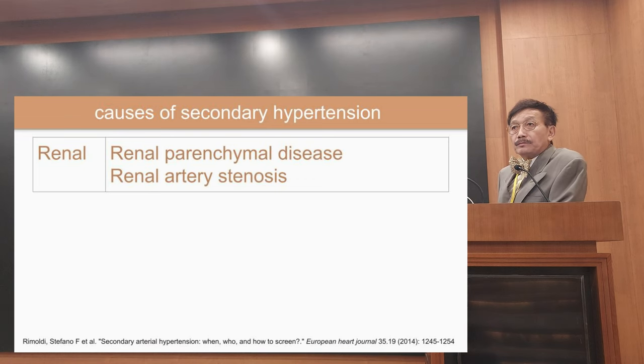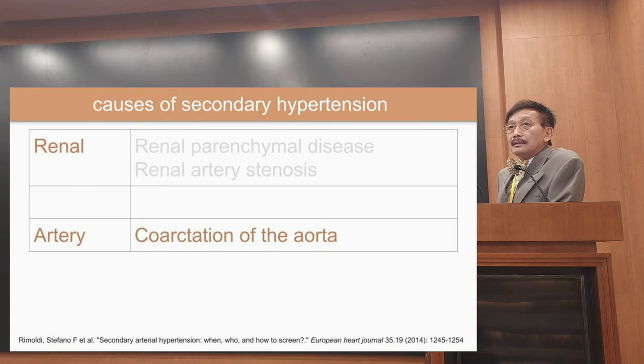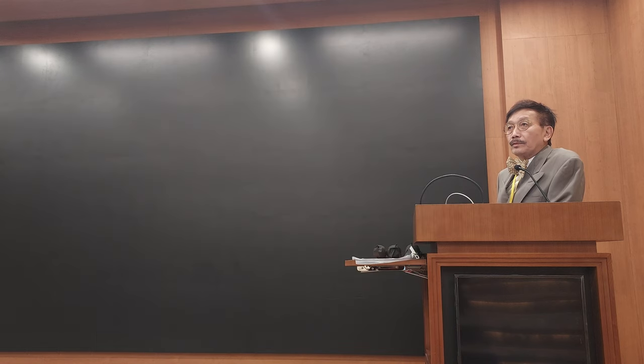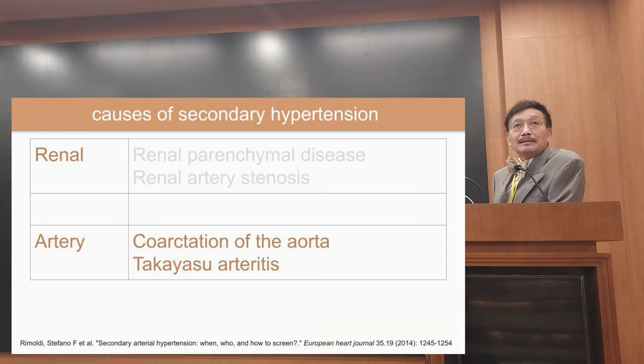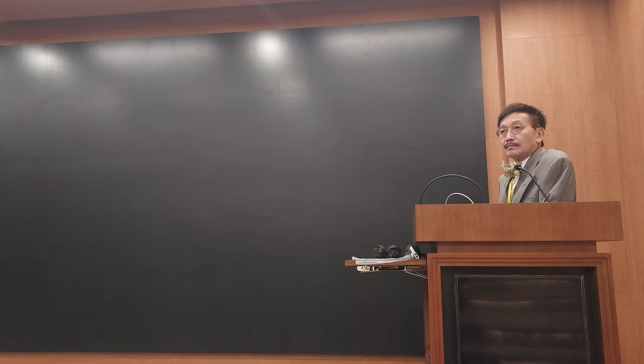And now, it's mentioned renal artery stenosis. Any other arterial diseases which will cause hypertension? Coarctation. Any other arterial diseases? I don't know why most students don't think of this, even though most of you go to Japan for holiday. Takayasu disease. Okay, so much for arterial diseases.